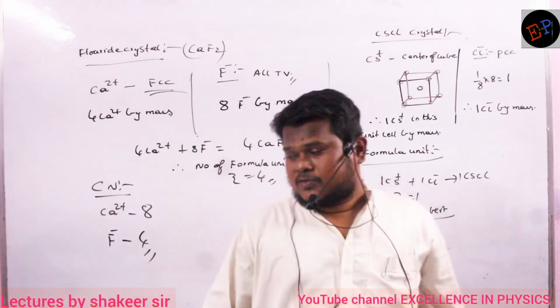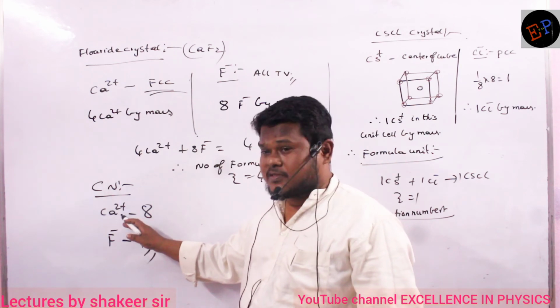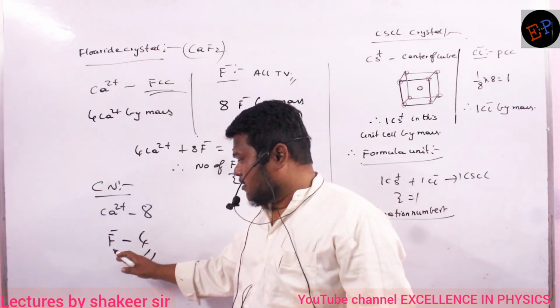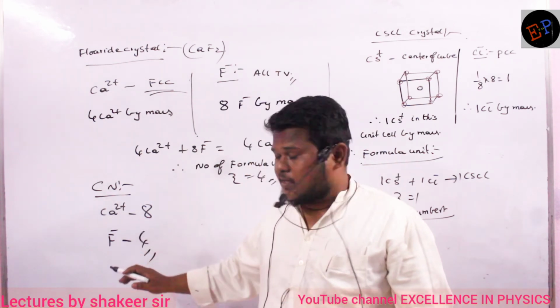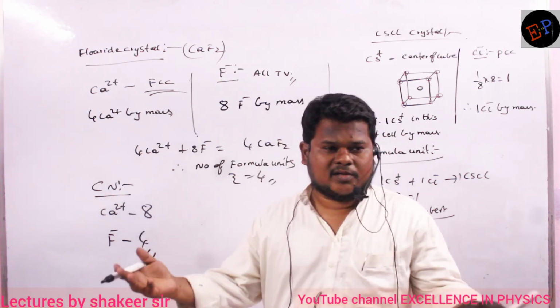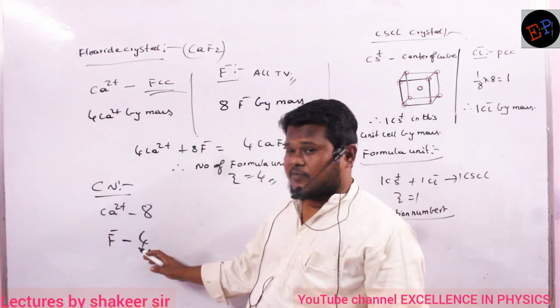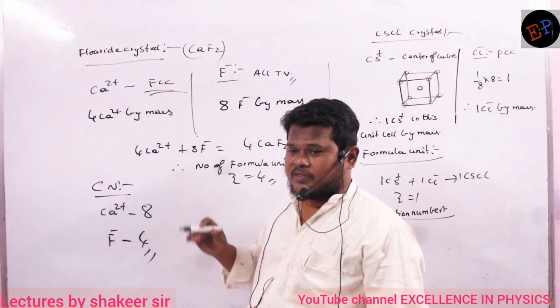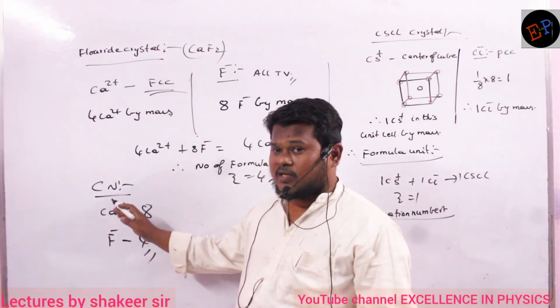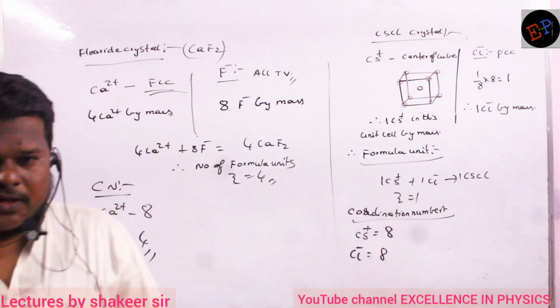So what is meant by 8 and what is meant by 4? Ca2+ is surrounded by 8 fluoride ions, and each fluoride ion is surrounded by 4 Ca2+ ions. That is the meaning of this. Around this there are 8 fluorines, that is why its coordination number is 8. Around this, how many Ca2+ are there? There are 4. That is why its coordination number is 4. That's all. Are you able to understand?